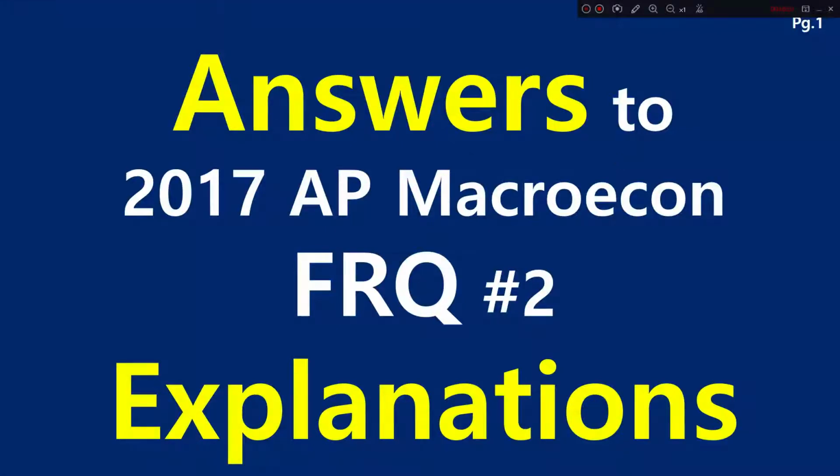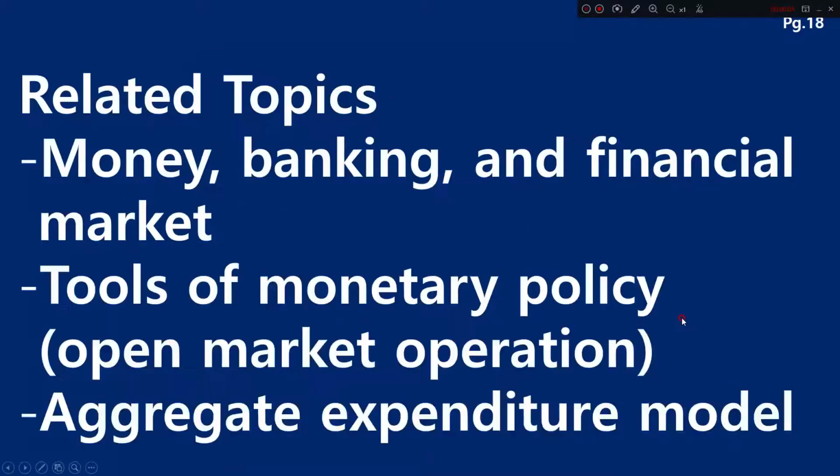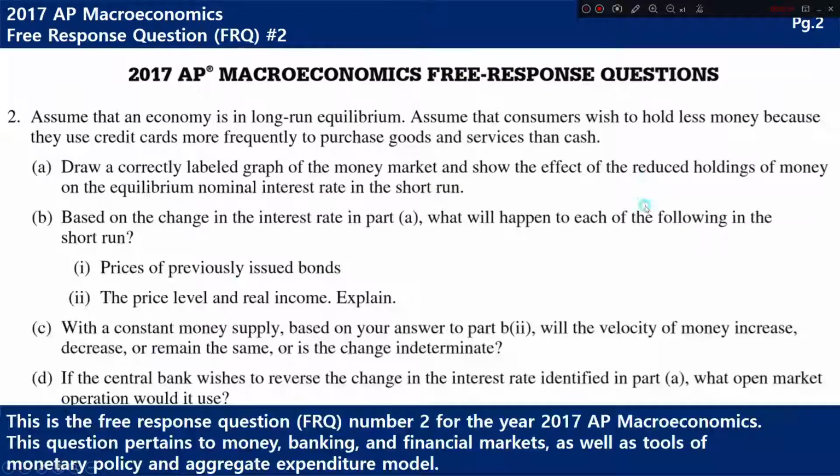Answers to 2017 AP Macroeconomics FRQ number 2. Related topics: money, banking, and finance market, tools of monetary policy, including open market operation, aggregate demand expenditure model.